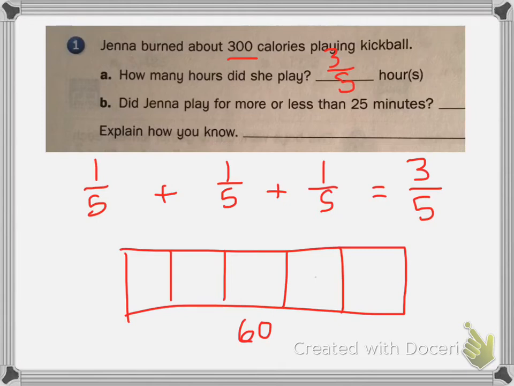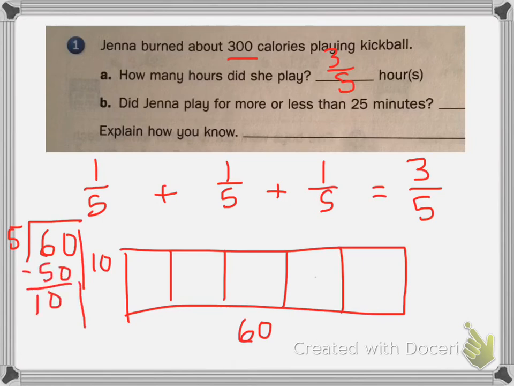5 times what gives you 60? Now, for those of you that are far in your extra math, you might just know it in your head. But for some of us who don't know it, one way to solve this would be to go 60 divided by 5. And when you do that, I might start with 10, because 10 times 5 is 50, and I know I'm left with 10 more. So 5 times what is 10? Well, that is 2.